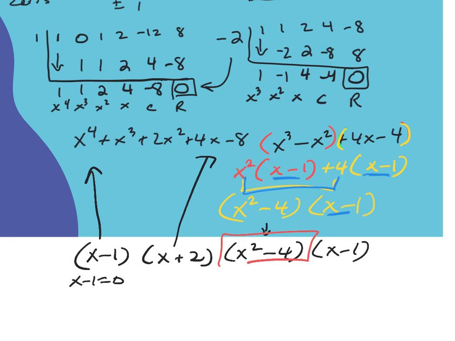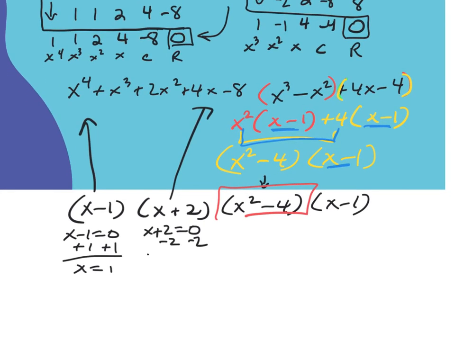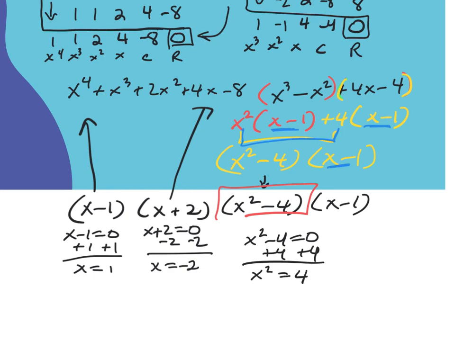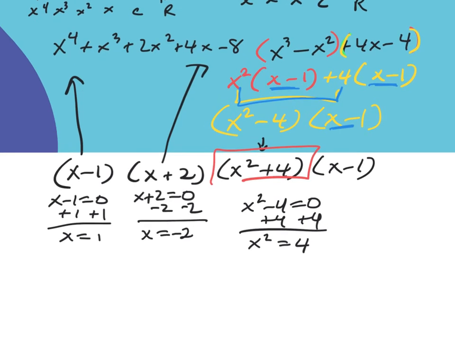So x minus 1 equals 0. Add 1. X equals 1. Oops, let me go ahead and write it out. X plus 2 equals 0. Subtract 2. X equals negative 2. And then here, add 4. X squared equals 4. Actually, this should be a plus 4. So this is x squared plus 4, subtract 4. When I square root this, I get x equals plus and minus 2i.